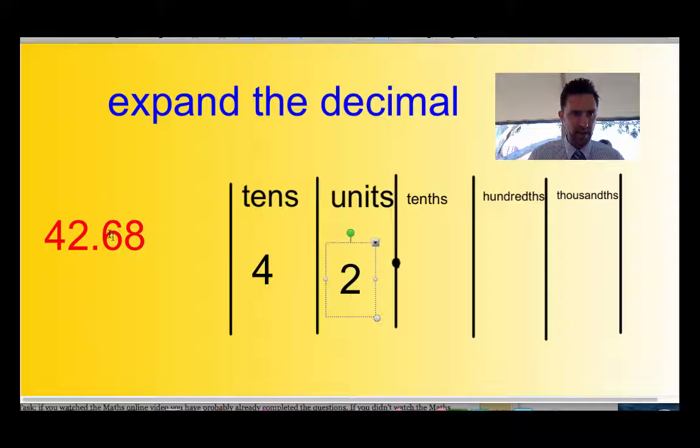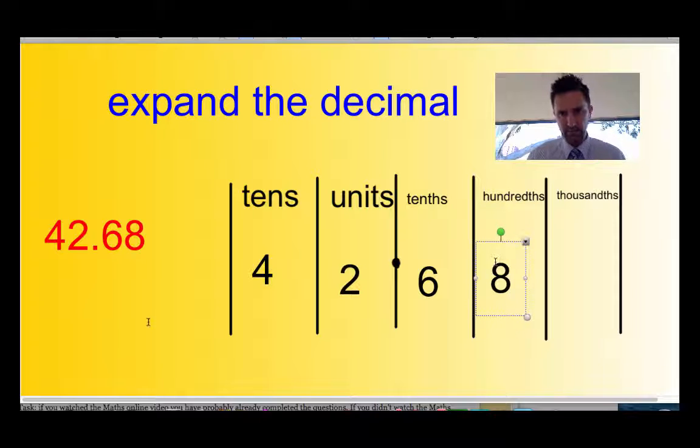How many tenths are there? Well, there's 6 tenths, so you'd write a 6 over here. And how many hundredths are there? Well, let's have a look. There's 8 hundredths, so you'd write 8 over here. And there you go. That would be an example of getting that question correct. So well done.